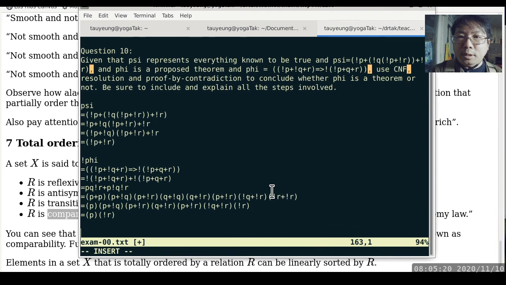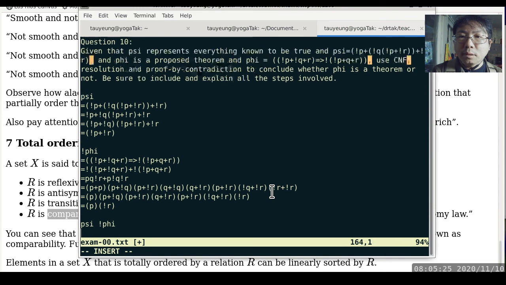Okay, so now we look at psi and not phi, and that is just not P or not R, P and not R, and we cannot resolve any further. This one is already at a dead end right now, because if we resolve this one with P, we get not R left. So it's not a new term, so that step didn't help us. And then there's no further resolution.